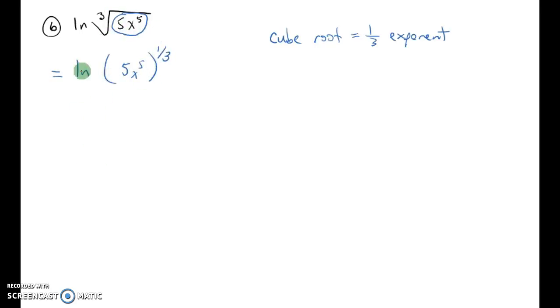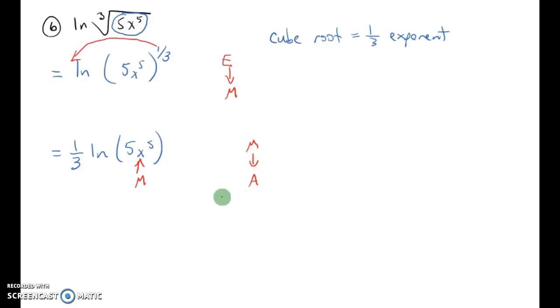And now I'm taking a natural log of something raised to a power. So this exponent is going to become multiplication. In other words, the 1/3 power on all of this is going to go to the front of this log. So I've got 1/3 times the natural log of 5x to the 5th. Now in here I have multiplication. Multiplication drops down to become addition. So I end up with 1/3, and this guy is going to split now to two separate logs. Natural log of 5 plus natural log of x to the 5th.